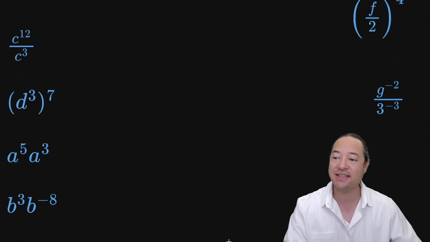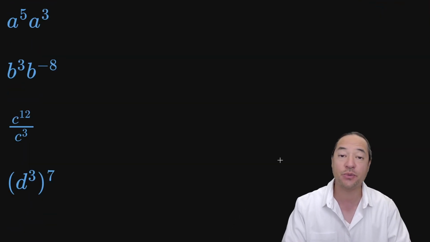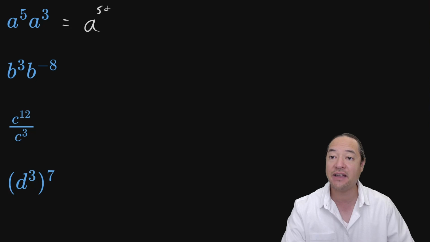Okay, so let's try this together now. Let's look at the first batch, here we've got the first four problems. A to the fifth power times a to the third power, that's the same as a to the 5 plus 3 power, and that's the same as a to the 8th power. There we go, not too bad.